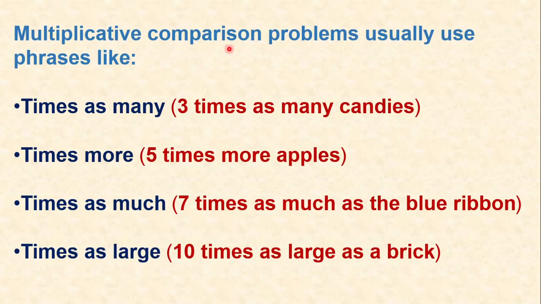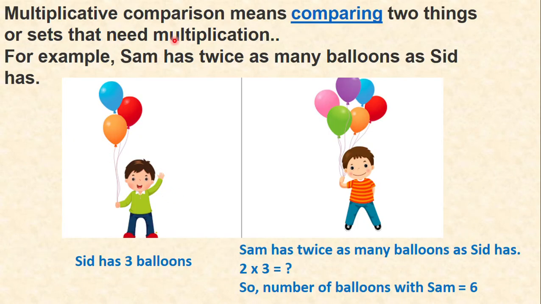Multiplicative comparison problems usually have phrases like times as many, times more, that's 5 times more apples, times as much, times as large, that means 10 times as large as a brick. So we multiply by 10. Multiplicative comparison again means comparing two things or sets that need multiplication.